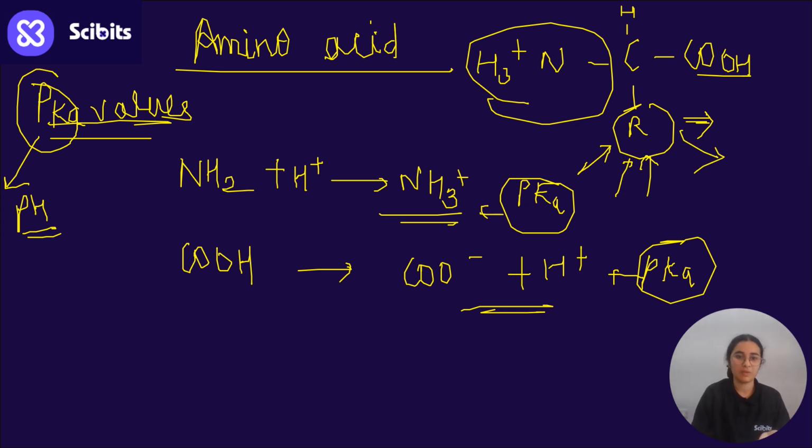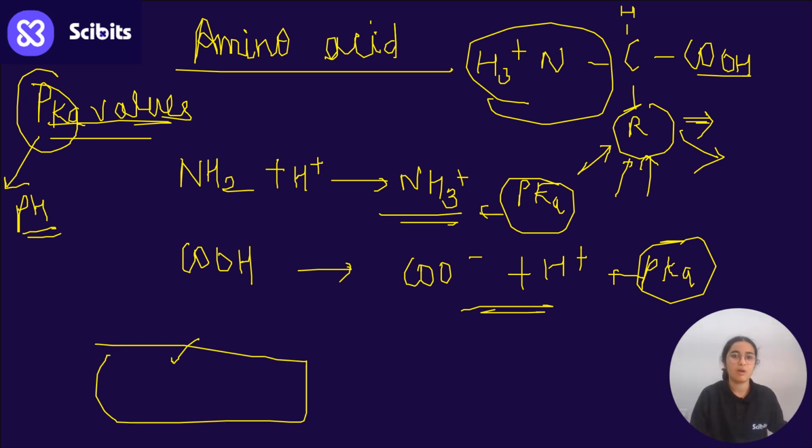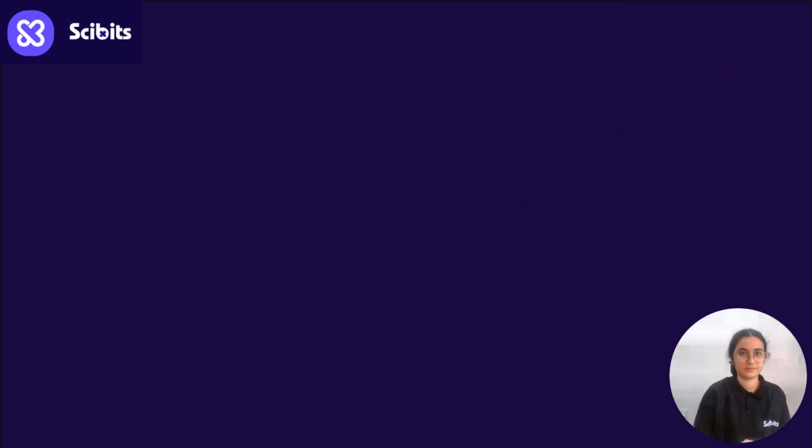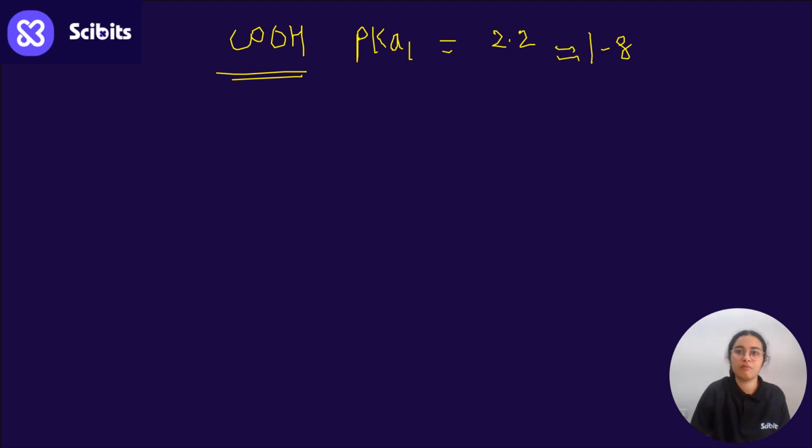So we need to remember this because if they give you a question of a peptide where you have to calculate the charge on the peptide, then these things will be helpful there. Okay, so for the carboxylic group, the pKa value is 2.2, ideally between 1.8 to 2.3. I would like to tell you one more thing.